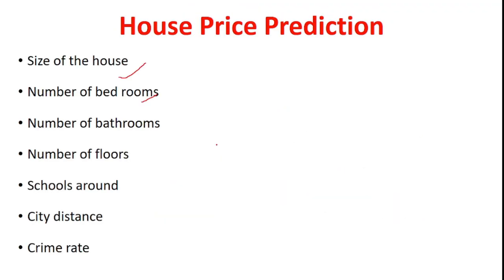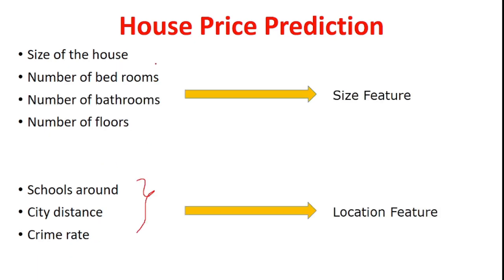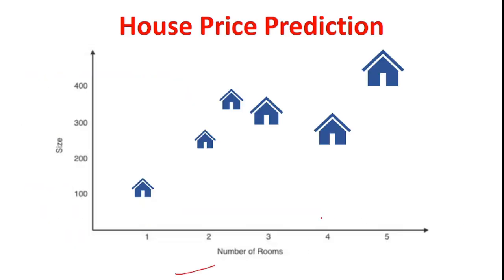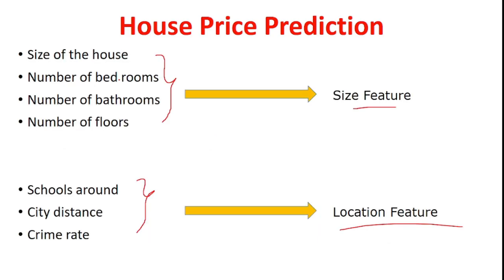In a house price prediction example, you can consider a number of input features like size of house, number of bedrooms, number of bathrooms, number of floors, schools around the house, city distance from the particular house, and crime rate in the particular area. Let me separate these into two categories. Size of house, number of bedrooms, number of bathrooms, and number of floors are related to the house itself, so I am taking it as the size feature. The remaining features, schools around the house, city distance, and crime rate in the area, are all location features. So for this example, you have four input features.